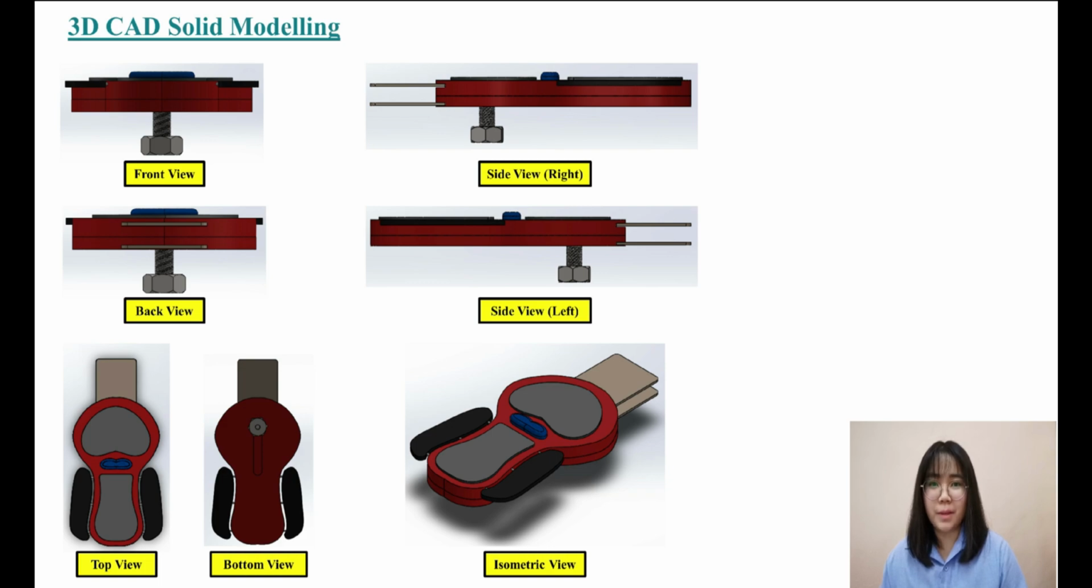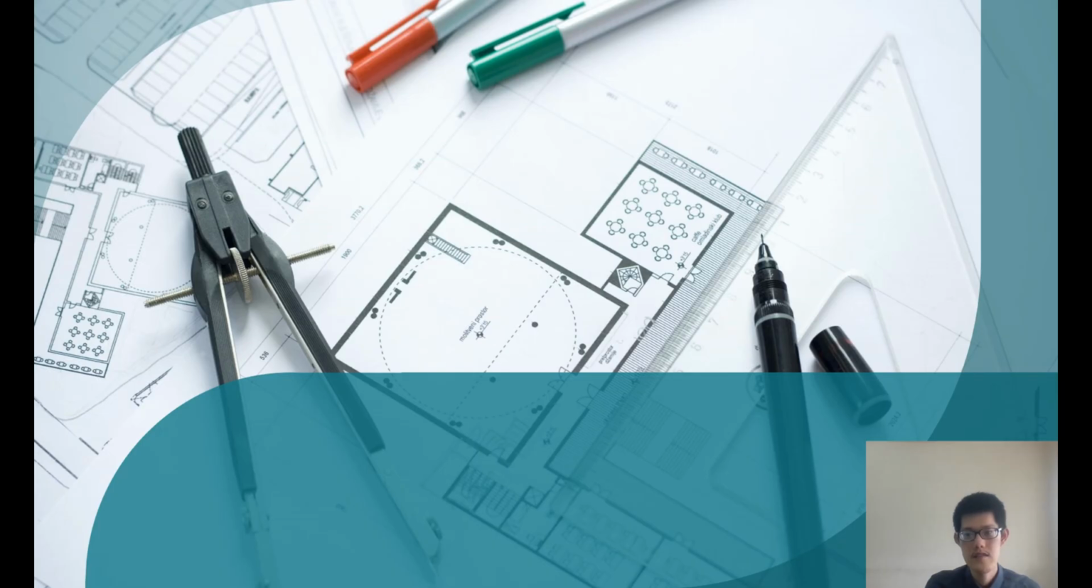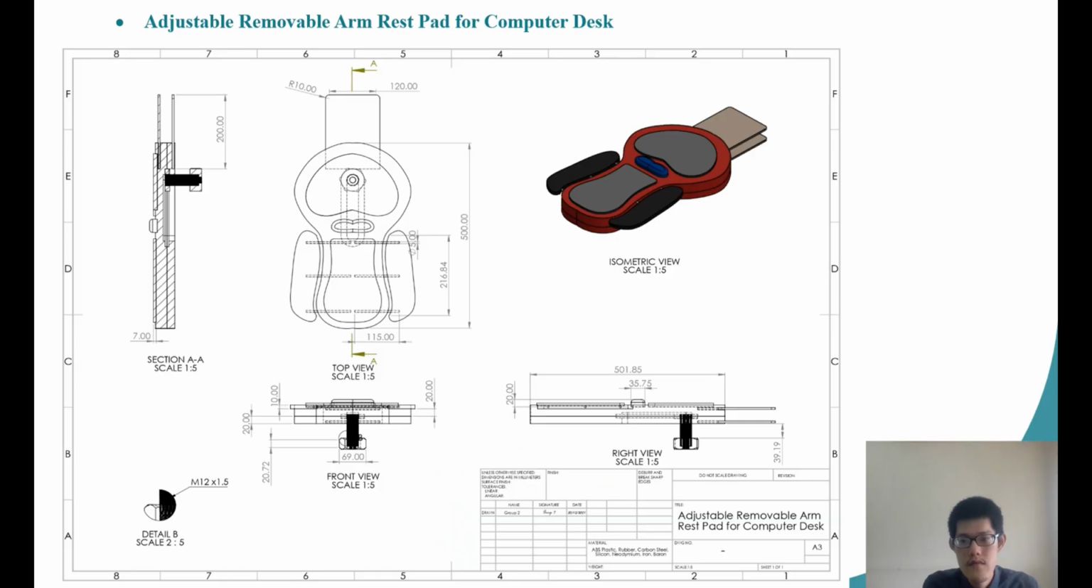My name is Lina Chapmingmin, and now I'm going to explain about the 3D CAD solid modeling. The figures on the left show the multiple views of the 3D CAD solid modeling, which include the front view, back view, top view, bottom view, right and left side view, and isometric view. This part explains about the detailed drawing. The paper size used in this project is ISO A3, where all the dimensions are measured in millimeters.